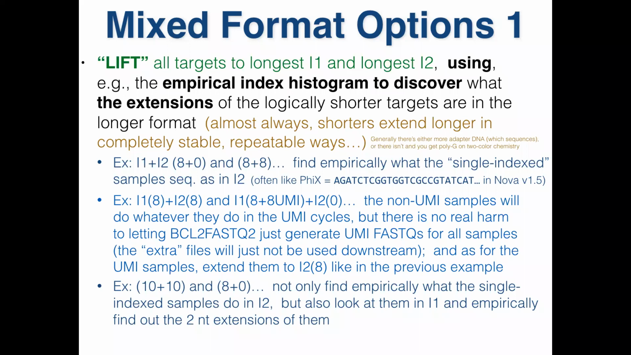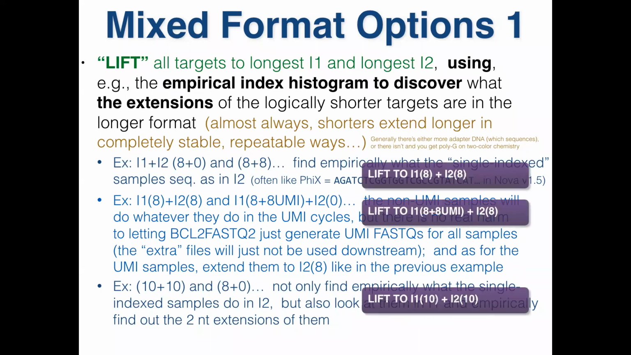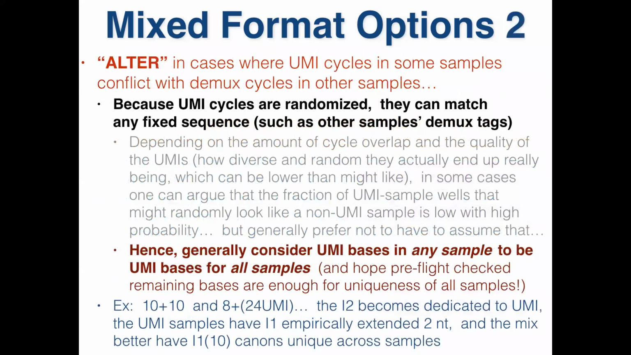Yeah, so the case I'm talking about here now, these examples, are the lift examples where everybody's upgradable to the same situation. The ones I was just talking about are what I call the alter case, where you've got to downgrade somebody basically to the top. Like if it's 10 plus 10 for the non-UMI guys and 8 plus 24 UMI for the UMI guys, you can lift the I1 8 to 10, no problem. That'll make it very good.